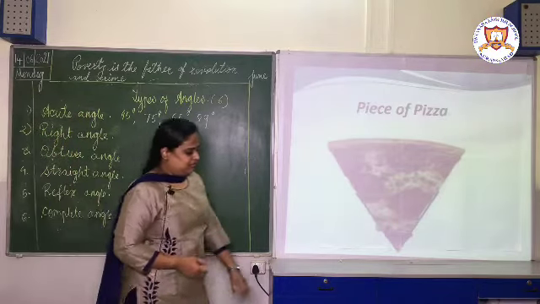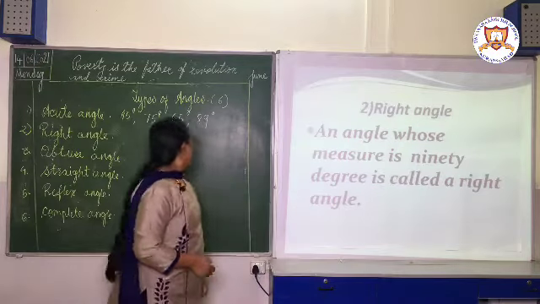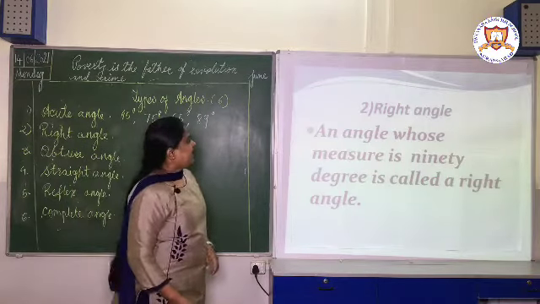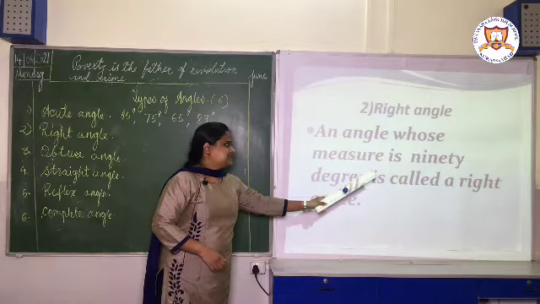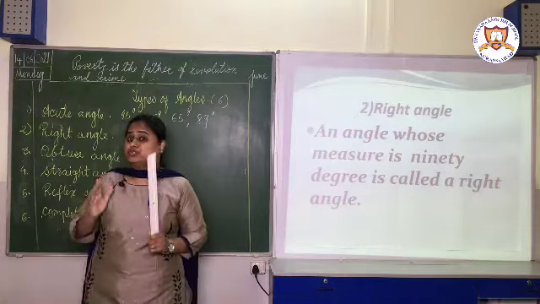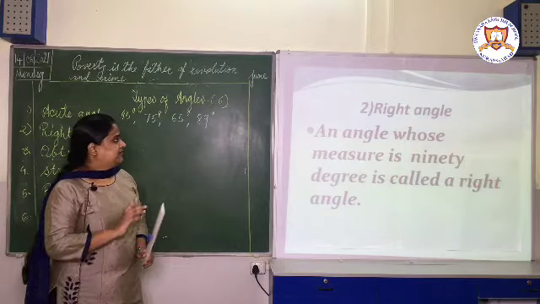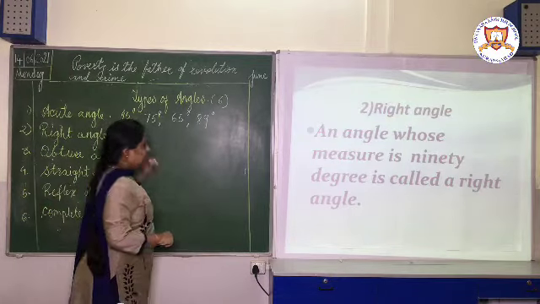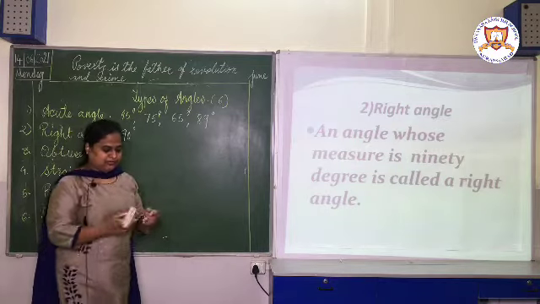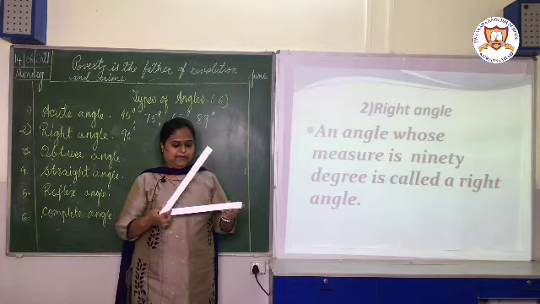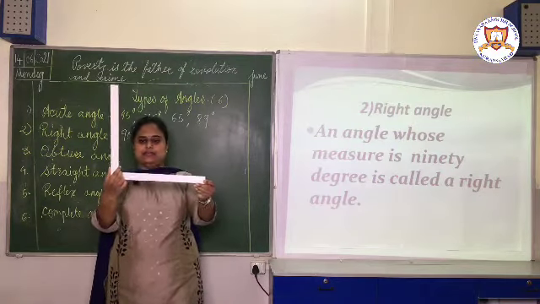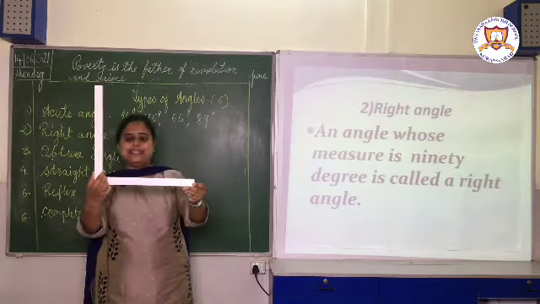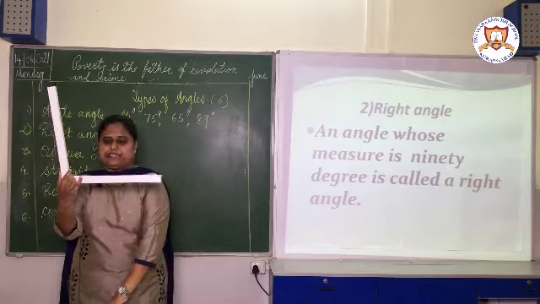Okay, now we'll move on to the second angle. The name of the second angle is what? Right angle. Okay, the right angle means what? An angle whose measure is 90 degree is called a right angle. It means the angle whose measure is exactly 90 degree, that angle is called a right angle. So, what do we want? We want exactly 90 degree measure. So, we'll see it practically. I'll show you that. See. If we hold the angle in such a way, we can see here exactly 90 degree. Correct? Can you see this? Yes. It is a right angle. The angle here you can see.